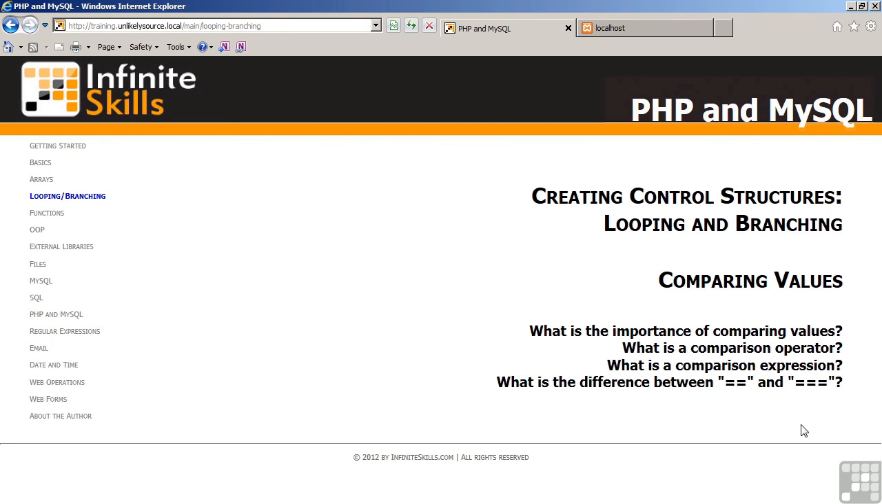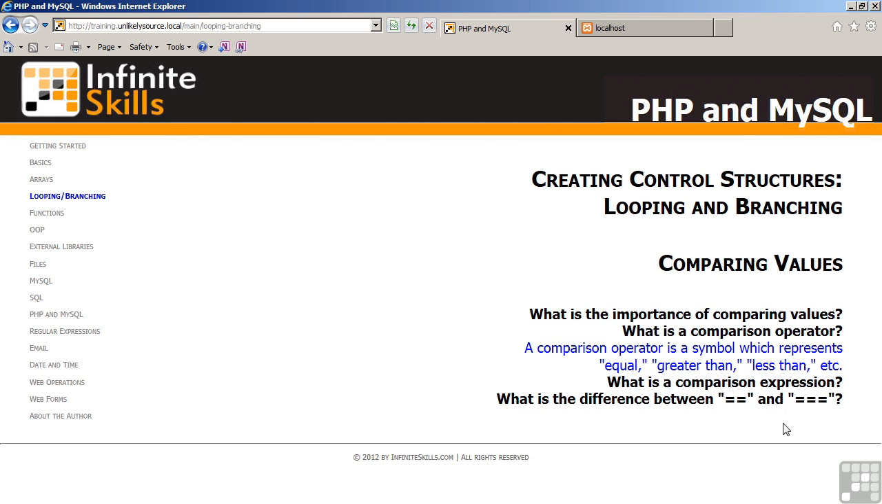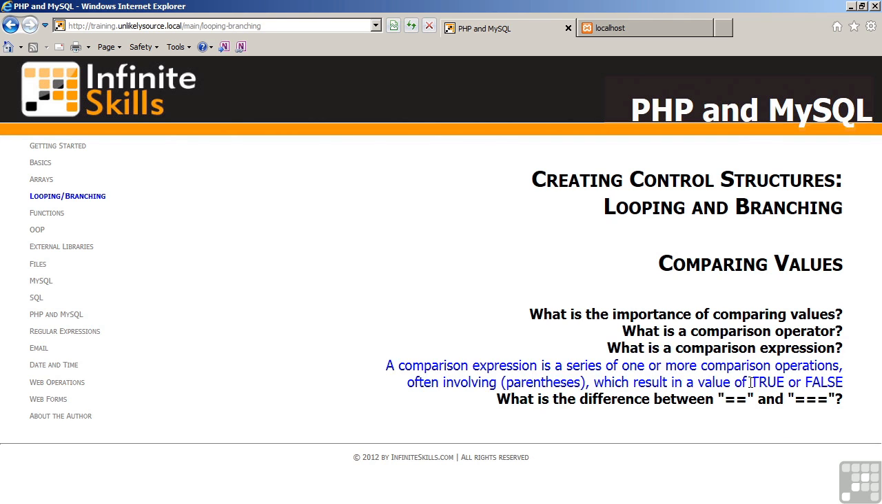In review, what is the importance of comparing values? Comparing values enables your PHP program to make decisions. What is a comparison operator? The comparison operator is a symbol that represents equal, greater than, less than, and that sort of thing. What is a comparison expression? A comparison expression is a series of comparison operations, which can be complex, involving parentheses and logical ands and ors, the final result being a value of true or false.